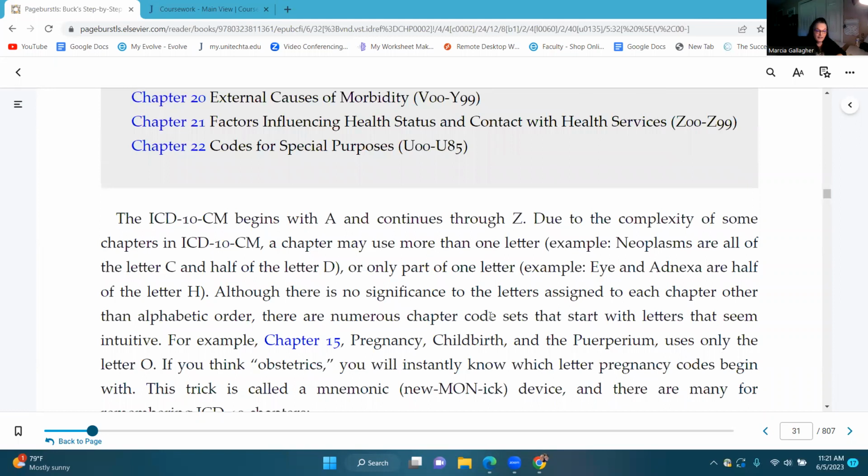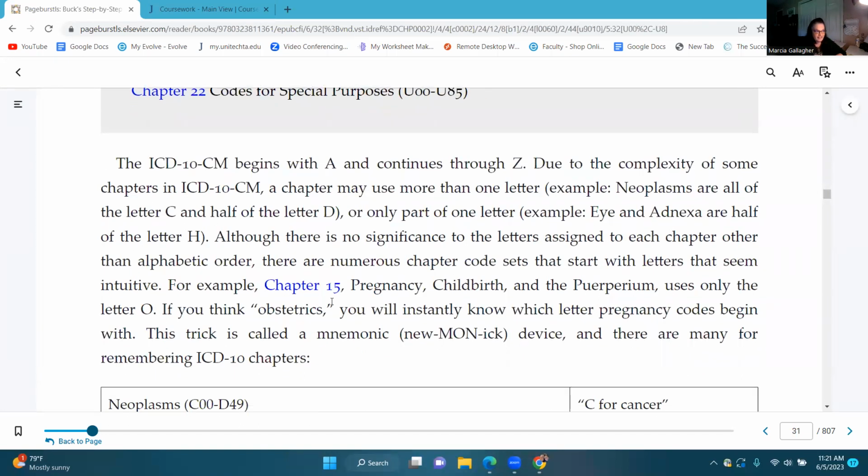It will once you start looking at your ICD-10. Although there is no significance to the letters assigned to each chapter other than alphabetic order, there are numerous chapter code sets that start with letters that seem intuitive. For example, chapter 15, pregnancy, childbirth, and the puerperium. Sorry, can't say that word so well. Uses only the letter O. If you think of obstetrics, you will instantly know which letter pregnancy codes begin with.